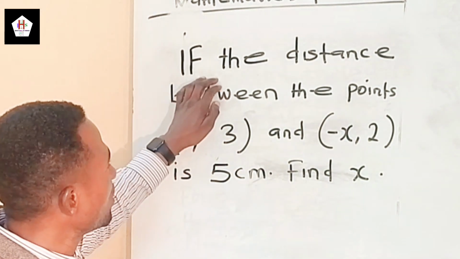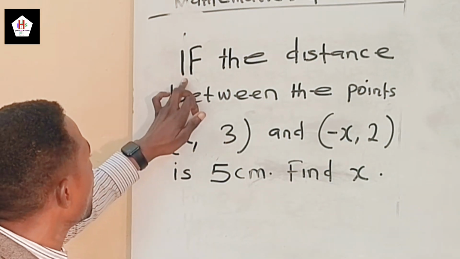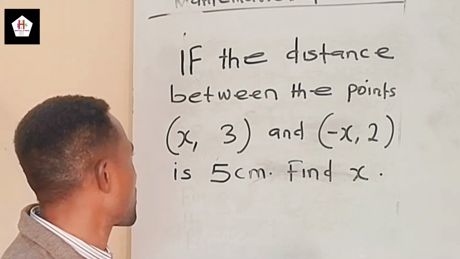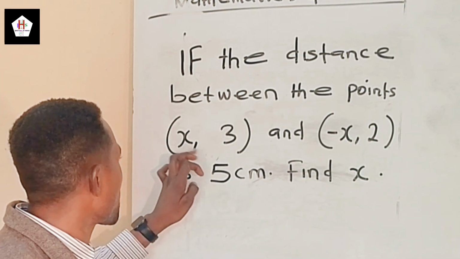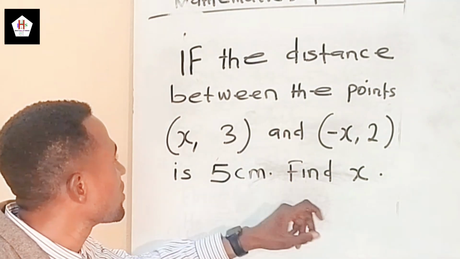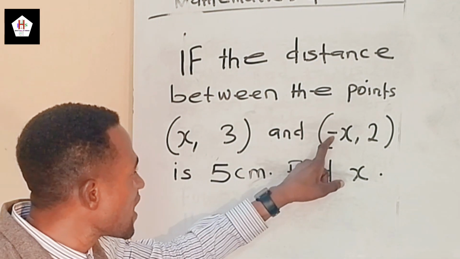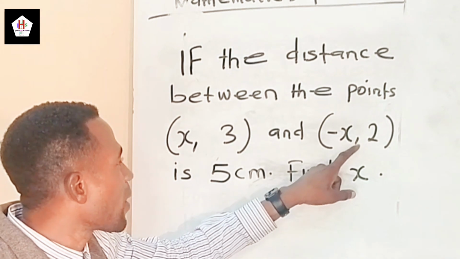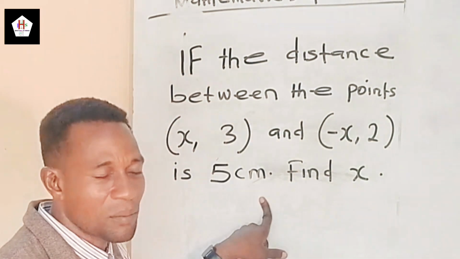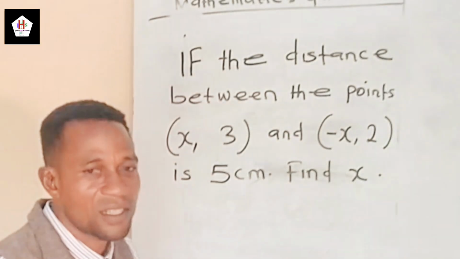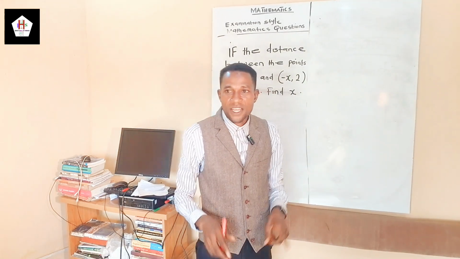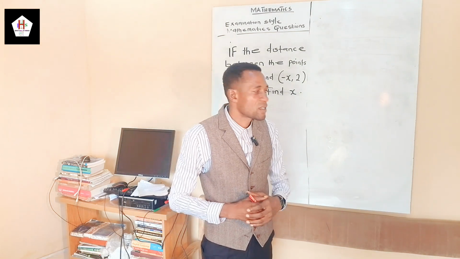And as you can see on the board, if the distance between the points (x, 3) and (-x, 2) is 5 cm, find x. It means that we are trying to look for the value of x.